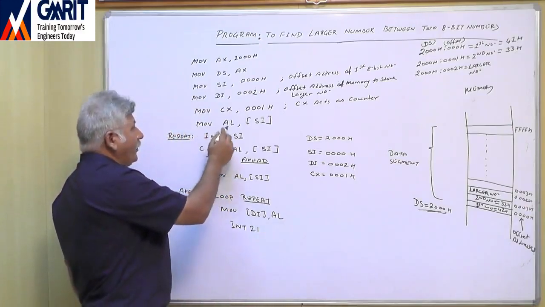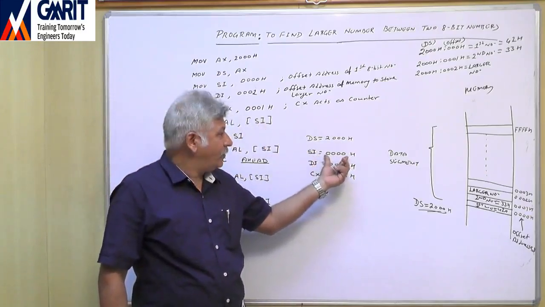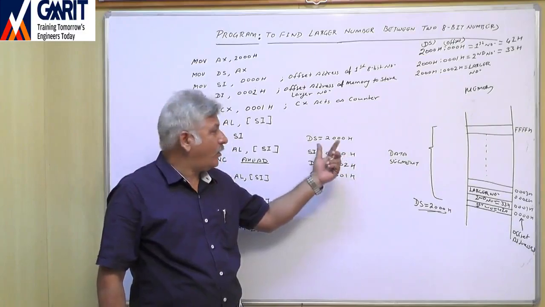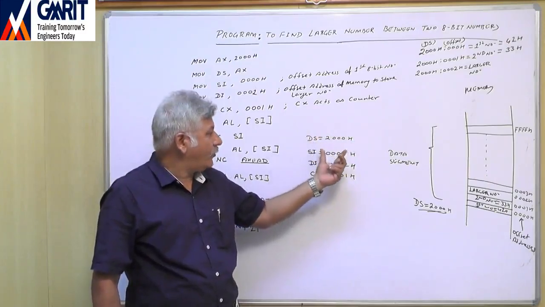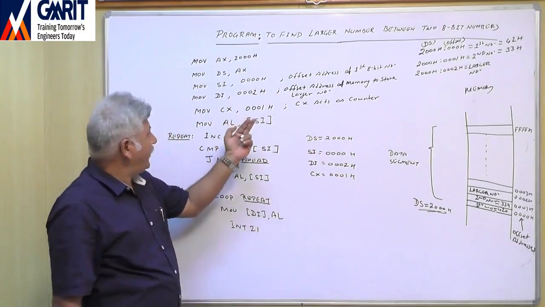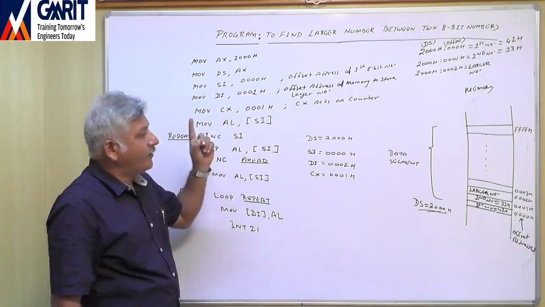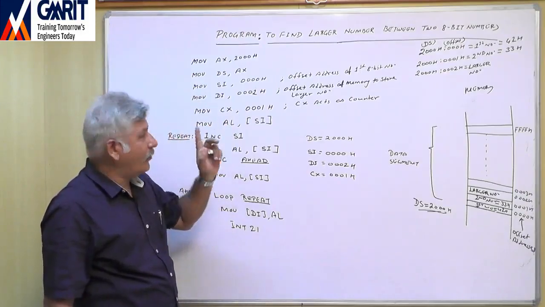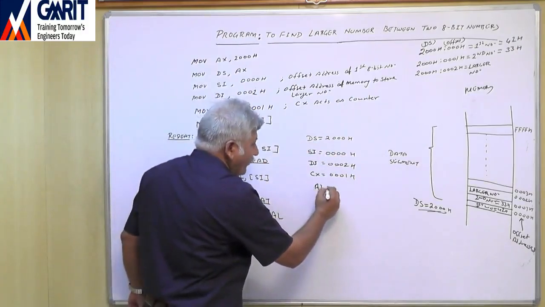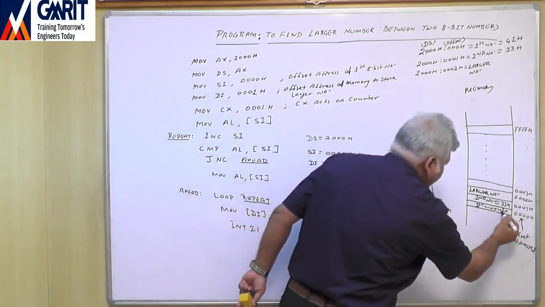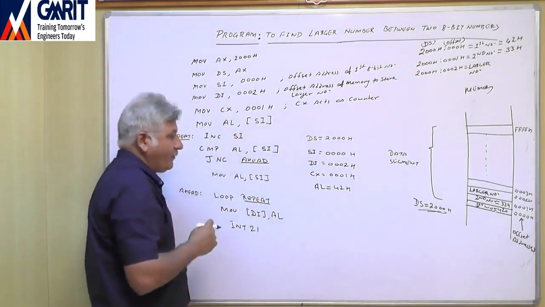And after this, move AL comma within bracket SI. In SI we have 0000H. So this is the offset address of the data segment register, data segment 2000H. So from 0000H offset, one 8-bit number will be moved in AL register. Since AL is an 8-bit register, that's why an 8-bit number will be moved in AL register from the offset 0000. So with this instruction, at 0000 offset we are having a value 42, so this 42H, which is our first number, will be stored in AL register.